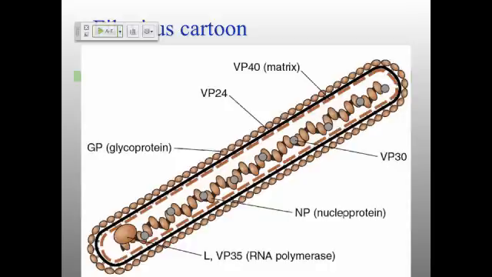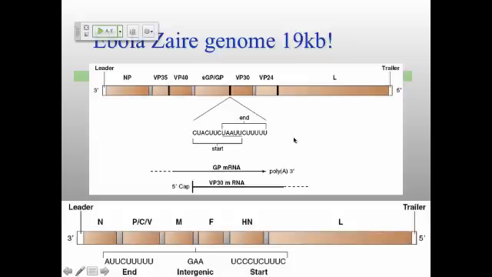So again, negative strand, non-segmented genome. It's got its polymerase hanging down here at one end, glycoproteins on the outside. The major difference between these two is this VP30 protein, which is a translational regulator, and this secreted glycoprotein versus the main glycoprotein. The secreted glycoprotein is actually made much more than the non-secreted glycoprotein.